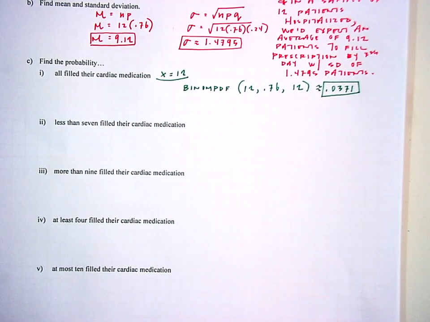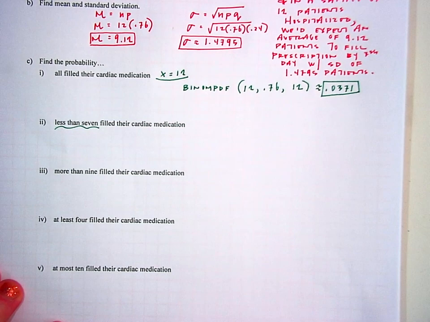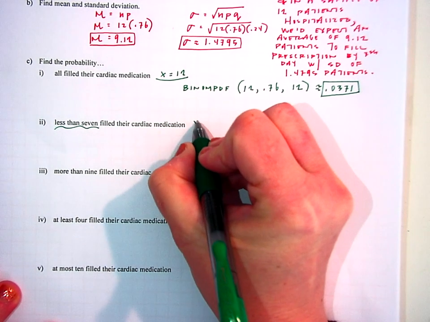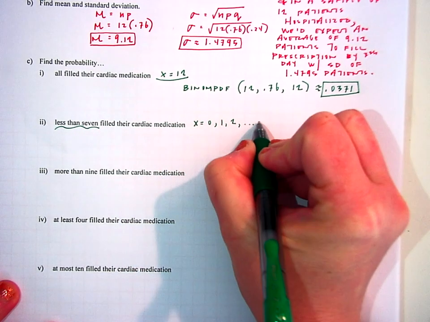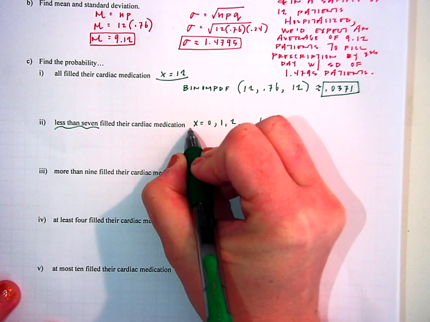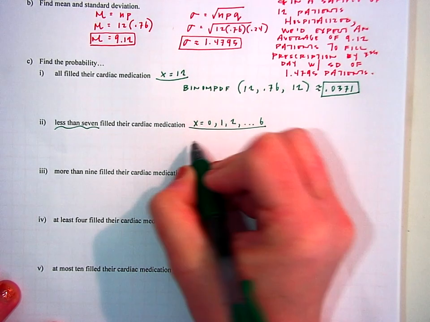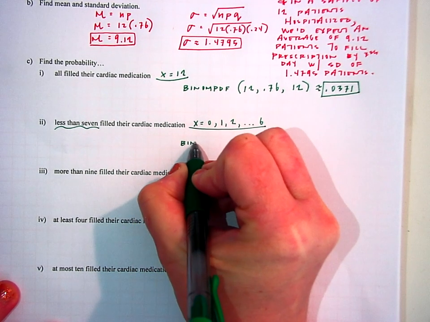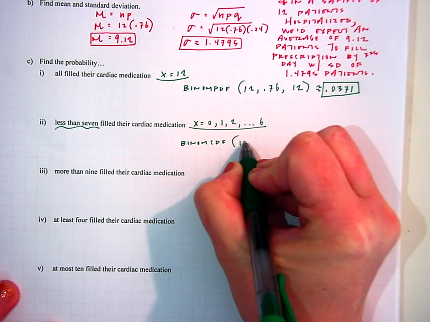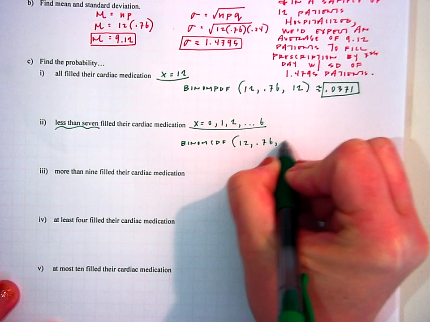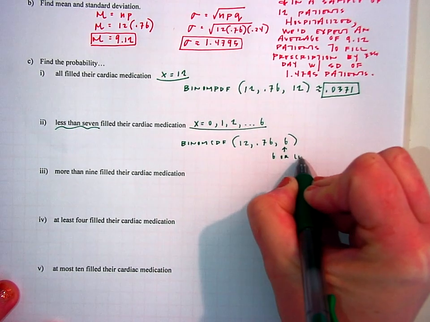Okay, next I'm saying less than 7 filled their cardiac medication. So X could be 0, 1, 2, all the way up to 6, because it's less than 7. It does not include 7. So here I need to use that cumulative function, binomcdf, with 12, 0.76, and then 6, because here it's 6 or less.